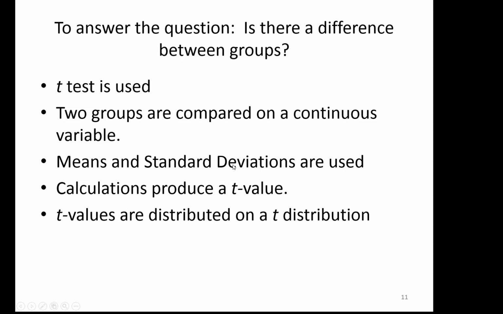To answer the question, is there a difference between groups, we use a statistic called the t-test. I always remember the t-test as T for 2. So T is two groups. Two groups are compared on a continuous variable. The means and the standard deviations of each group are used, and the calculations produce a t-value. And t-values are distributed on a t-distribution, which is like a normal distribution but slightly different. But it's the sampling distribution that we have talked about.